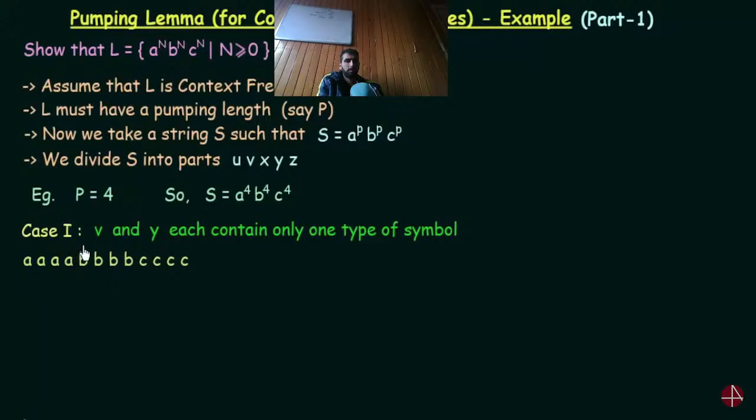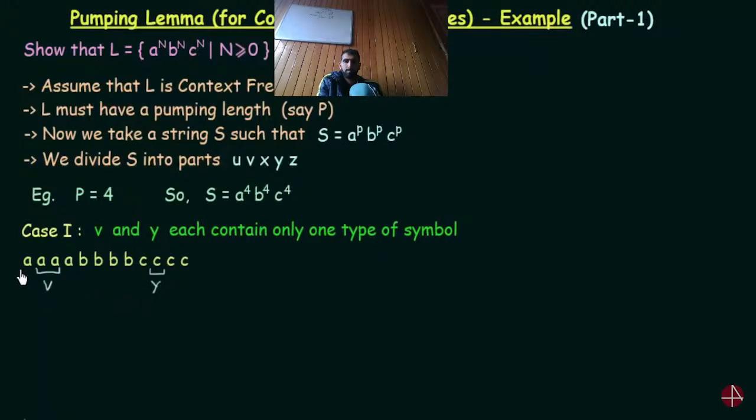There are 2 cases. Case number 1: v and y each contain only one type of symbol. What do I mean by this? I'll show you. Here I've taken this string, A 4 times, B 4 times, and C 4 times. Now I'm going to divide it into u, v, x, y, and z such that v and y each contain only one type of symbol. Let's see. I will take these 2 A's, and this part will be my v. Then I will take this C over here, just this one C, and this will be my y part.